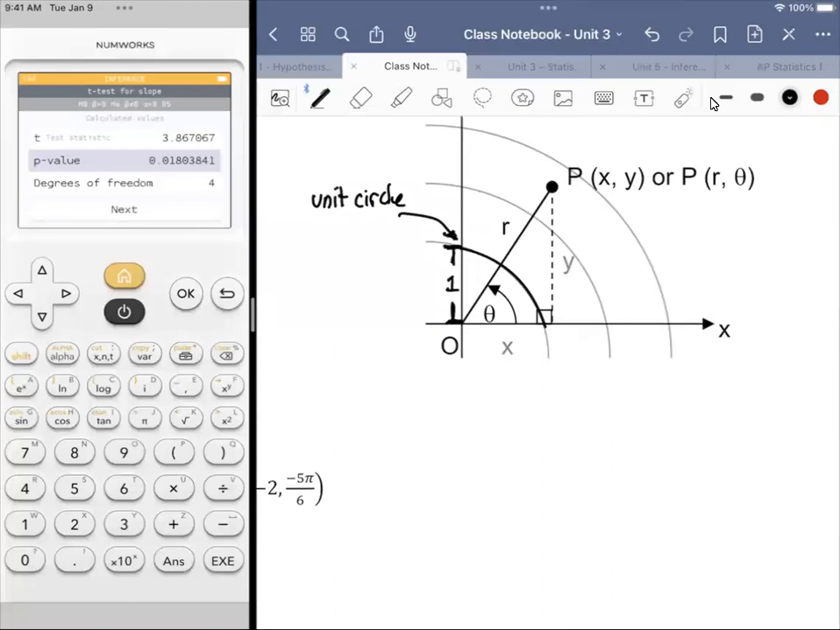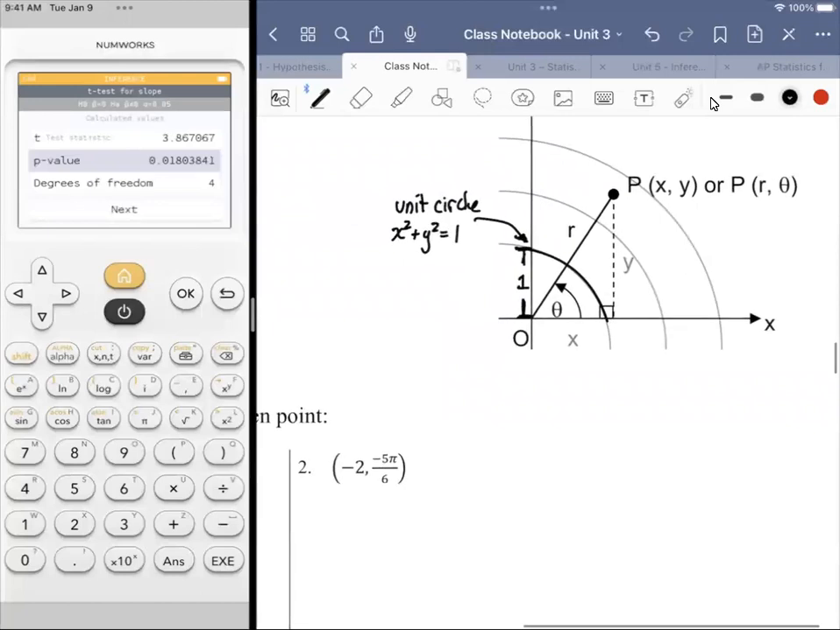Now, just for clarity, the unit circle in rectangular points is x squared plus y squared is equal to one, all right? In polar coordinates, the unit circle is just r equals one. And the reason that's the case is because we're defining graphs based off of the radius value, all right? The radius dictates the nature of the function.